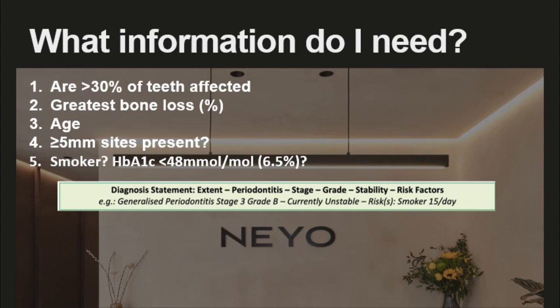Firstly, determining if more than a third of the existing dentition is affected by bone loss. Secondly, what is the greatest interproximal bone loss? The patient's age. Are there pockets of 5 millimeters or more present? And finally, is the patient a smoker, and what is their HbA1c reading?